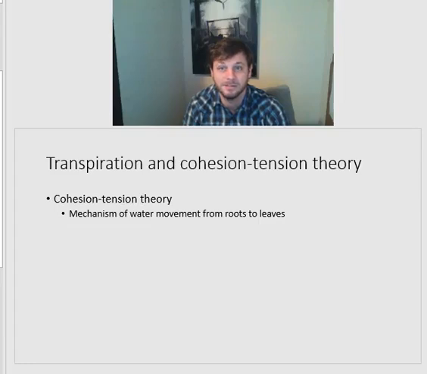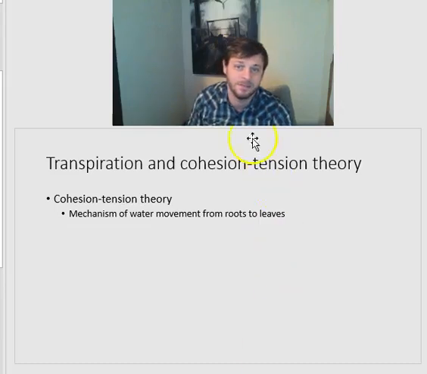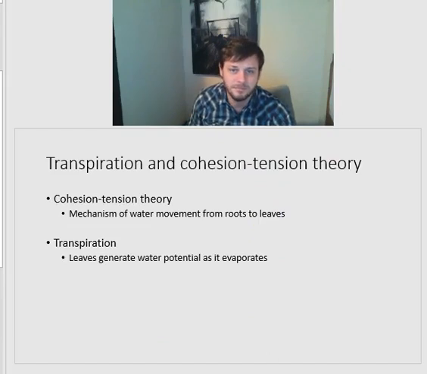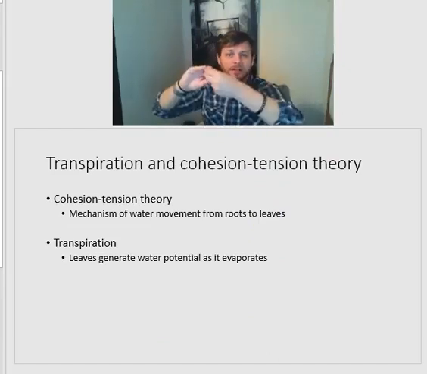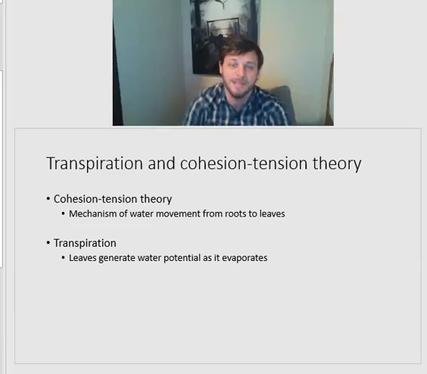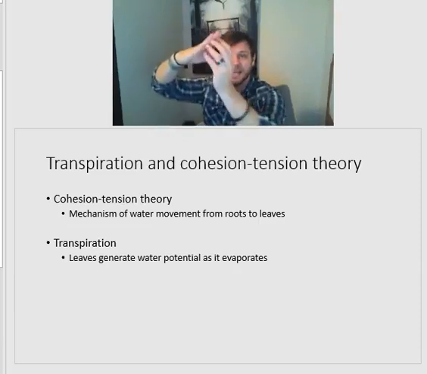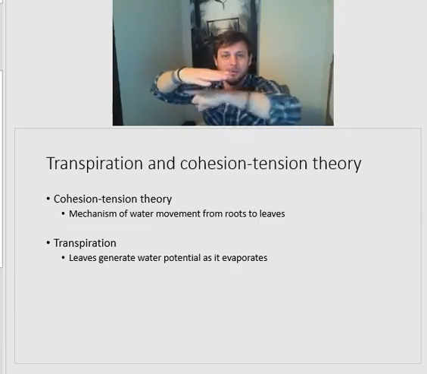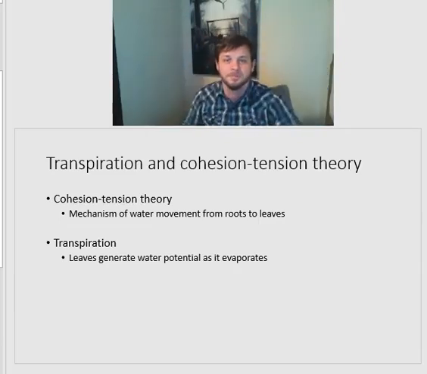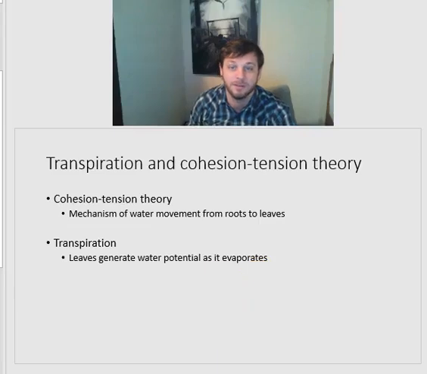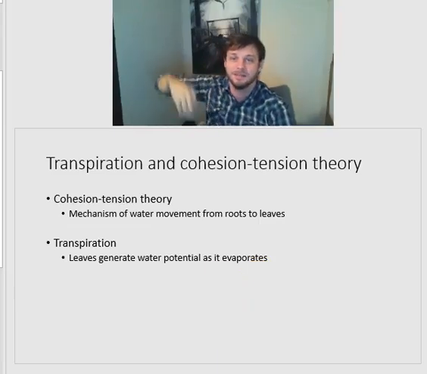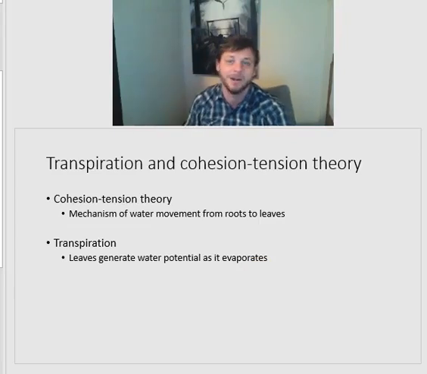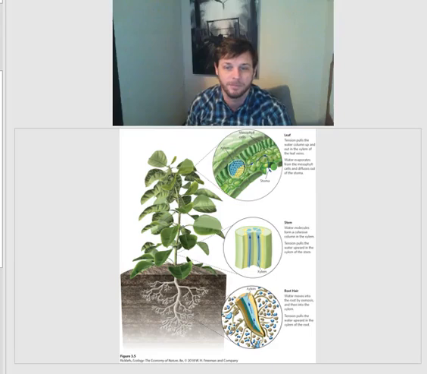But there are a lot of trees taller than 20 meters. And so how do you explain that? That's where this tension theory comes in. As transpiration happens, as water is leaving the leaves, it's basically acting like a big old straw. And as the water gets pulled out, it pulls more water up. It creates this potential as it evaporates, and it ends up sucking water even higher into the plant, which is a really cool thing.